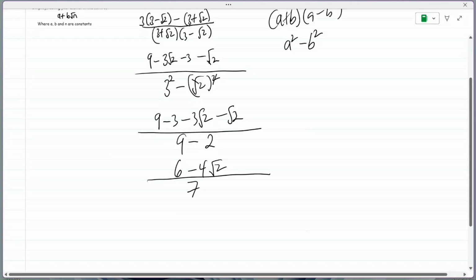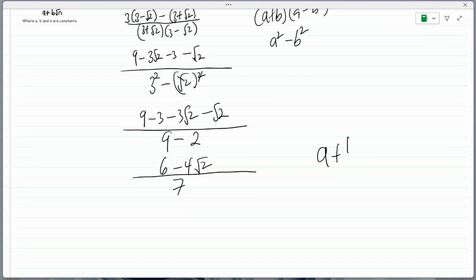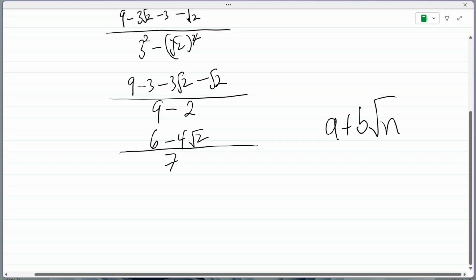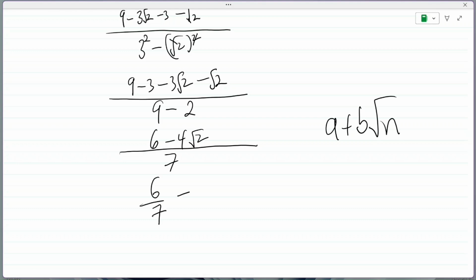Now remember, the question says it wants the answer in the form a plus b root n. At this point, when you have it like this, you can't just cancel out. Since the 7 is dividing both the constant, which is 6, and the surd, which is minus 4 root 2, you give them their separate 7s, or you divide them by their separate 7s. So you have 6 over 7 minus 4 root 2 over 7.